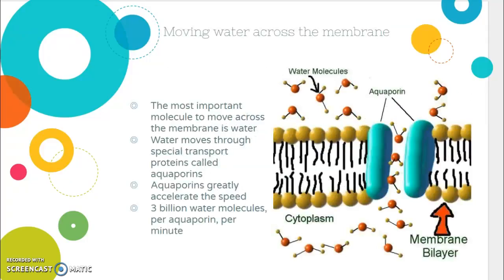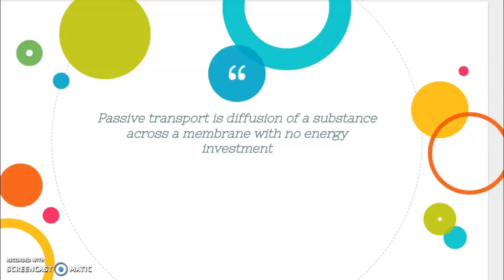We've already talked about osmosis a little bit this year, but one of the most important molecules to move across the membrane is water. Water moves across the membrane through osmosis, and it actually uses special proteins called aquaporins, which accelerate the speed at which water can cross the membrane. I have here that 3 billion water molecules per aquaporin per minute cross the membrane, so it's a very large amount.